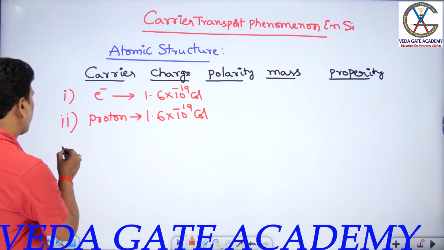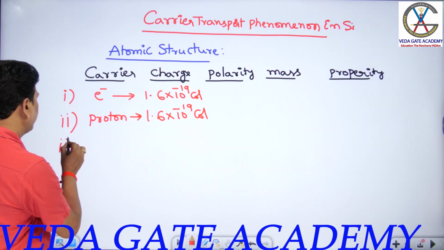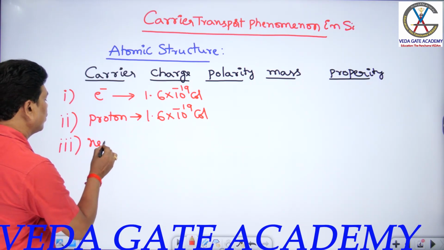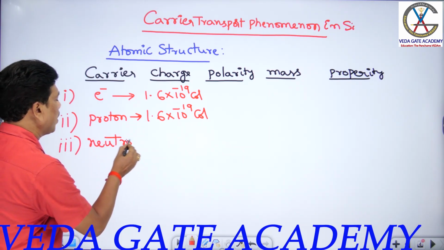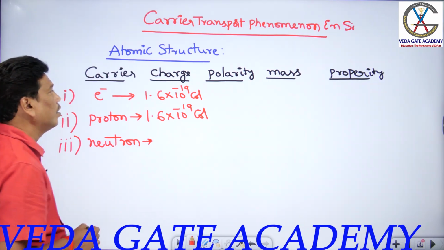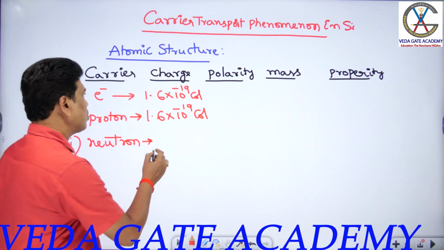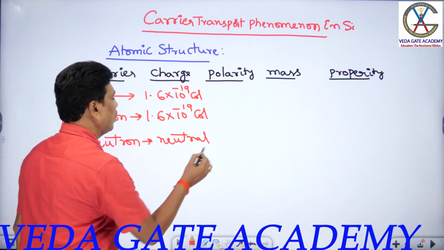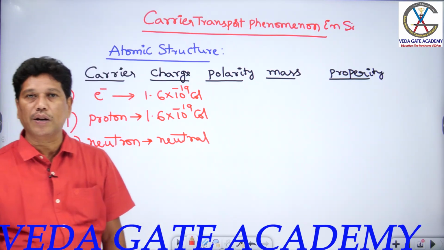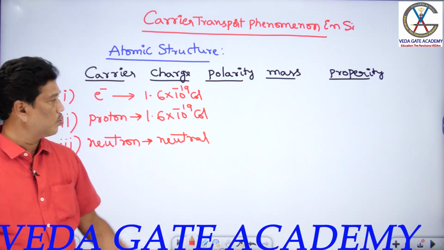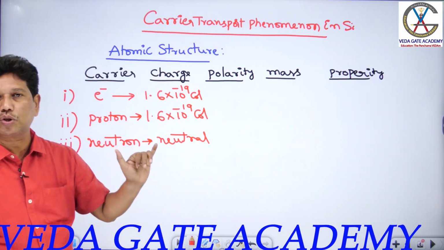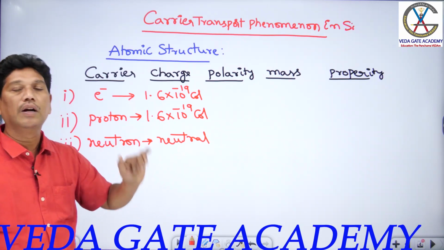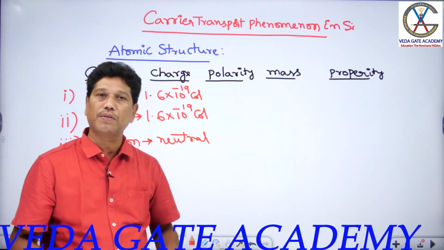And the third one is the neutron. Neutron is a neutral particle, meaning no charge. It does not have any charge. So both protons and electrons have the same charge, but the neutron is neutral, meaning no charge on it.